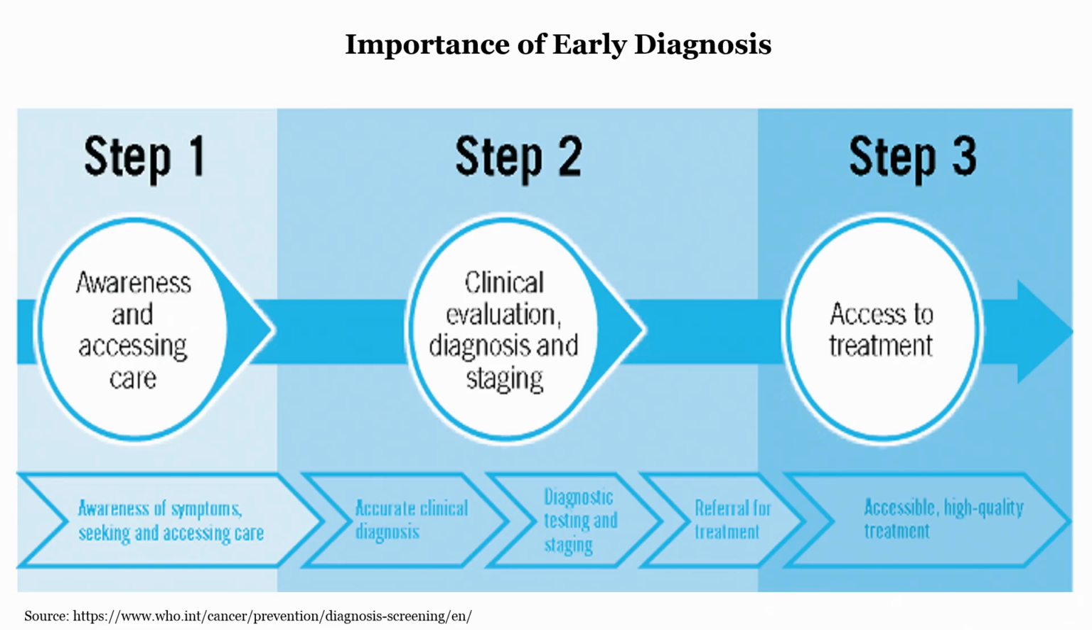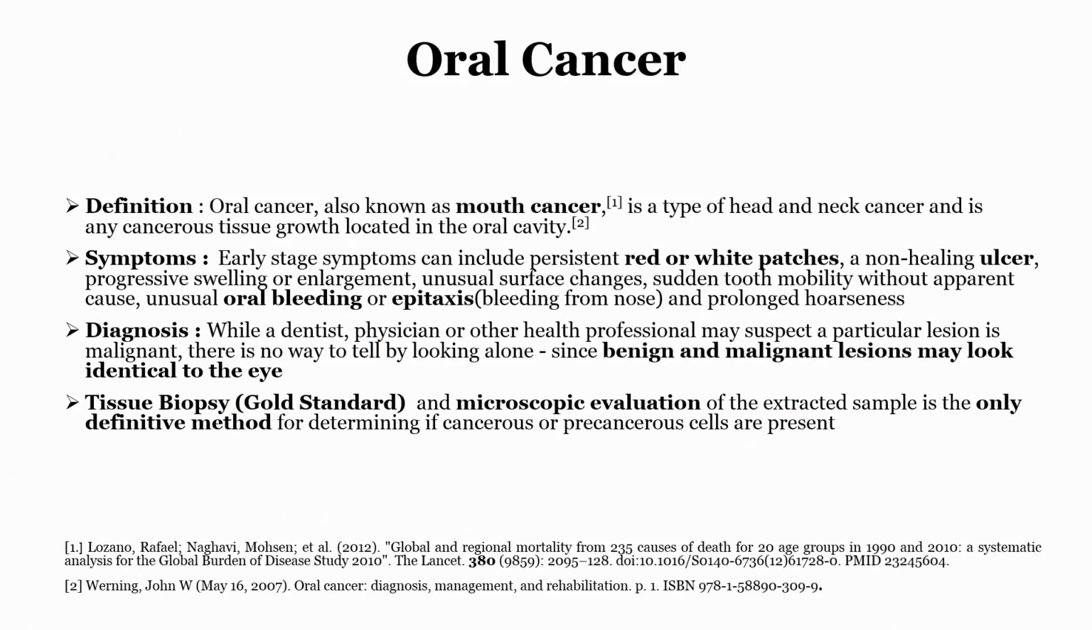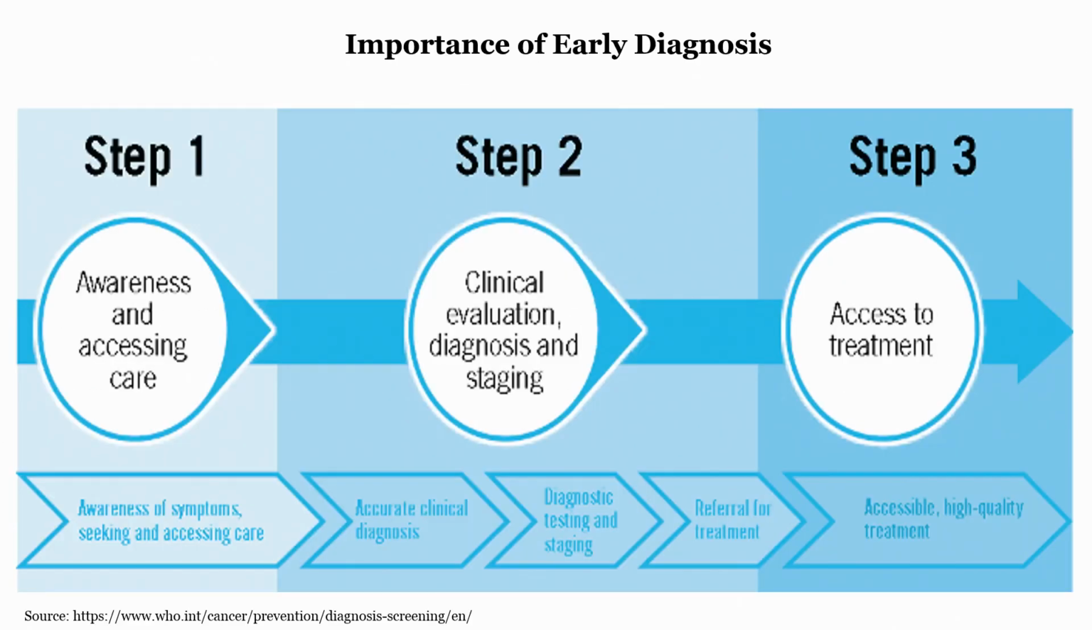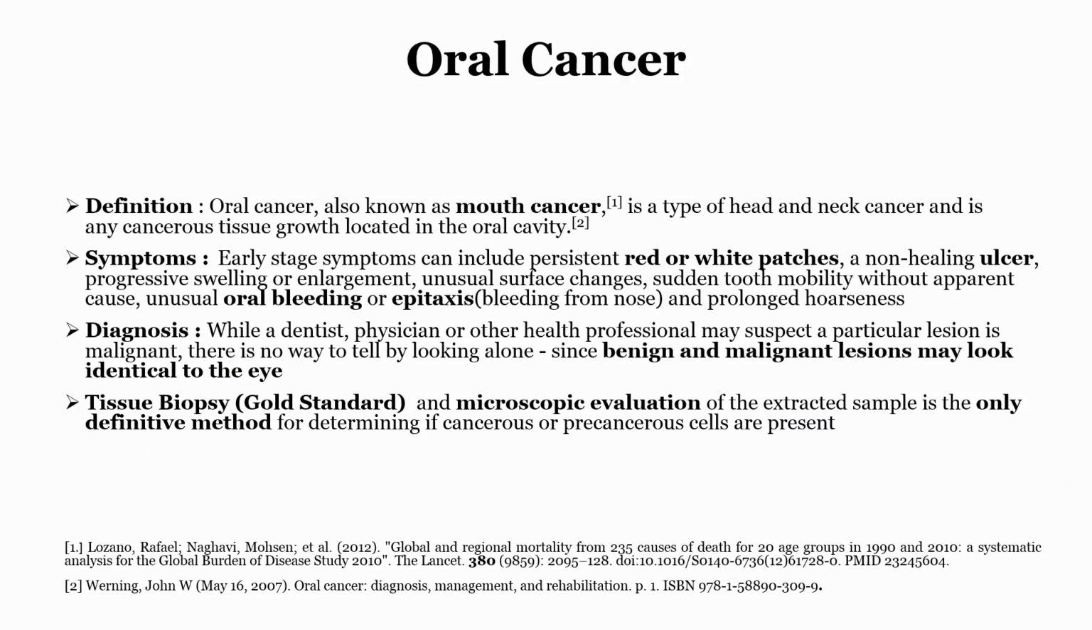Alright. So, the process is awareness of symptom seeking and assessing care, followed by accurate clinical diagnosis, followed by diagnosis, staging and referral for treatment, and accessible high quality treatments. So, if I talk about this early cancer diagnosis, it remains the same for oral cancer as well. In any case of cancer, this remains equally important, which is early diagnosis. Now, since we are talking about tissue related cancer, the cancer occurs in a tissue.